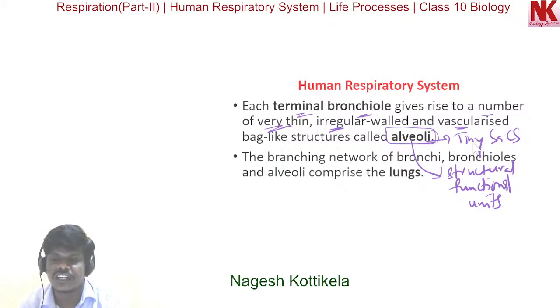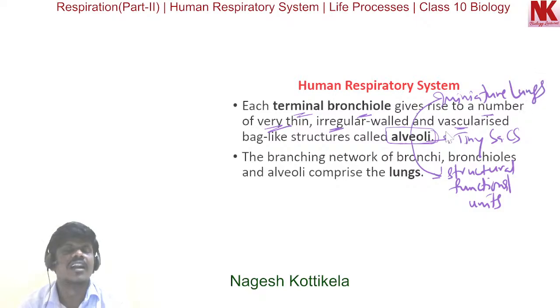These are tiny sacs, also called miniature lungs. Here, the very thin, irregular-walled, vascularized, bag-like structures are called alveoli. They are the functional units of the lungs.